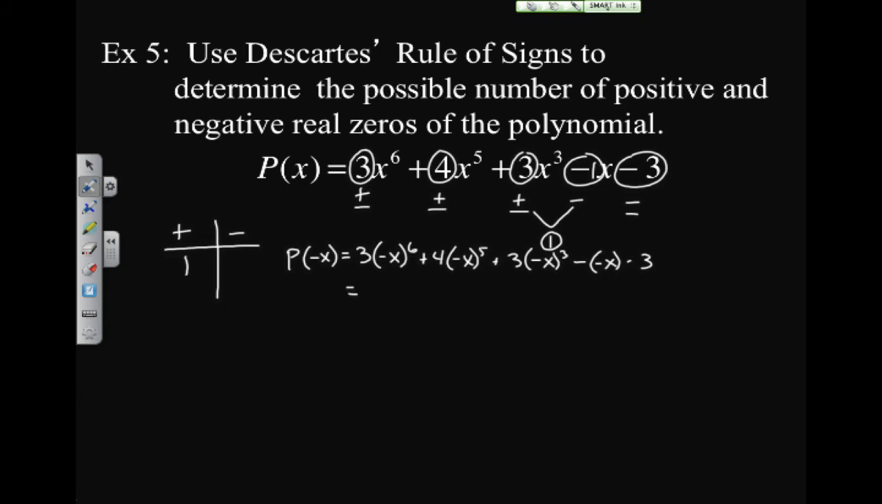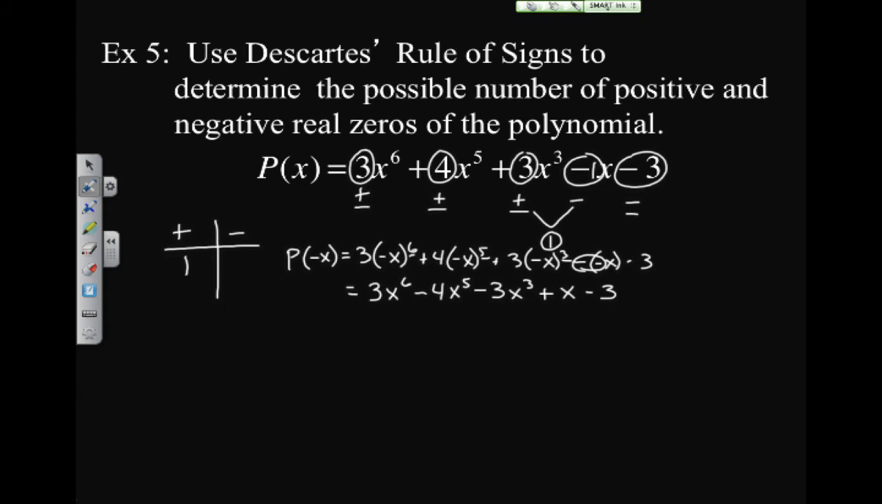Now this has 6 negatives, so that's still going to be positive 3x to the 6th. This one has 5 negatives. That's going to make this negative 4x to the 5th. This one has 3 negatives, so you're going to have negative 3x cubed. This one has 2 negatives. That's going to make it plus x. And then the constant just has a negative on it still.